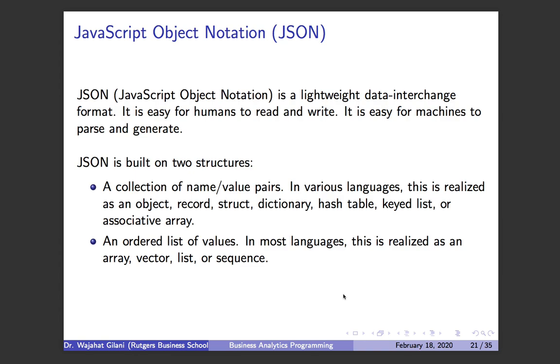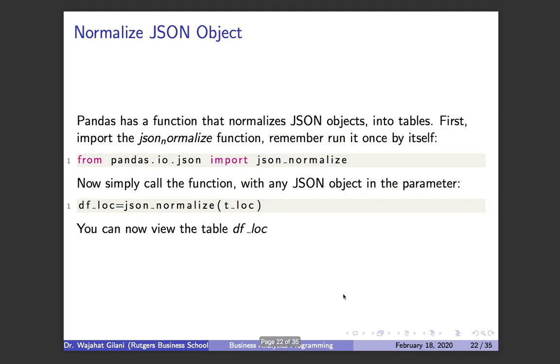JSON is built on two structures. It's a collection of name-value pairs, again, like a dictionary. In various languages, this is done using the concept of an object, record, struct, dictionary, hash table, or keyed list. These are the different kinds of data containers used in different languages to realize this collection. It's also an ordered list of values. This is realized by some languages as an array, vector, list, or sequence. So this is essentially what a JSON object is.